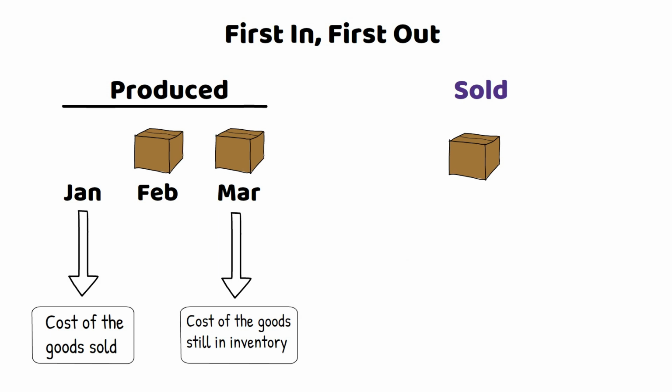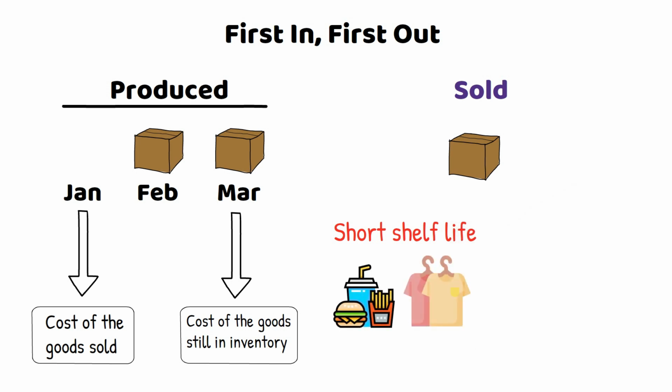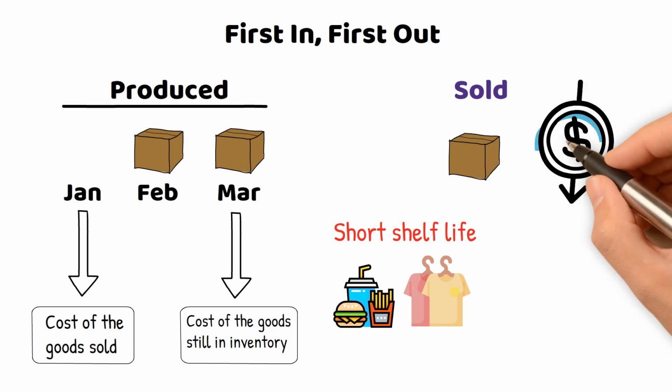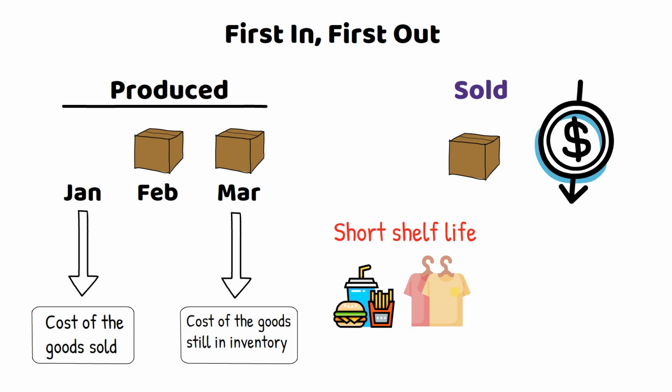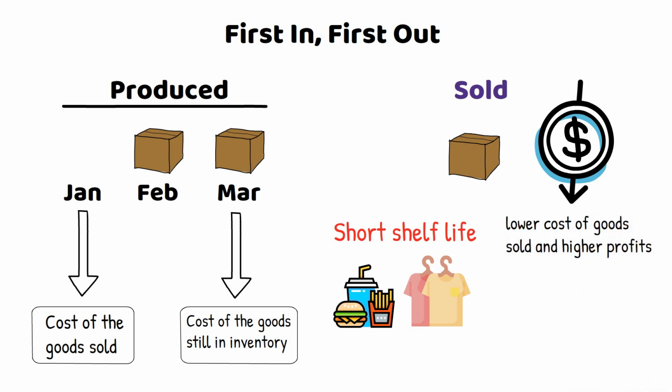FIFO is often used by companies that sell products with a short shelf life, such as food or clothing, where the oldest items must be sold first to avoid spoilage or obsolescence. It is also preferred by companies that want to minimize their tax liability, as it can result in lower cost of goods sold and higher profits, reducing the amount of tax owed.